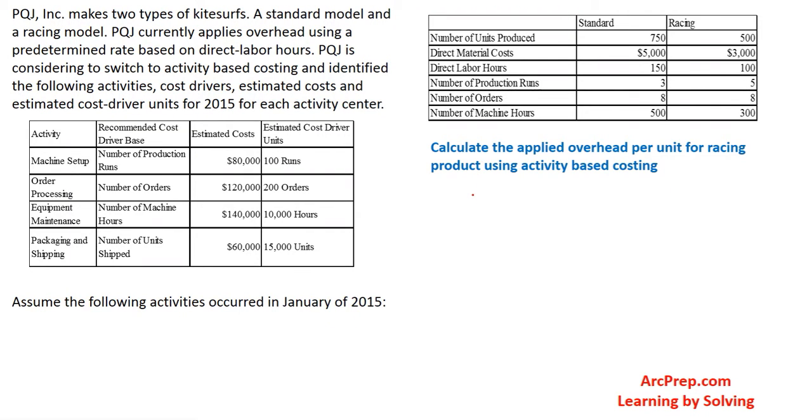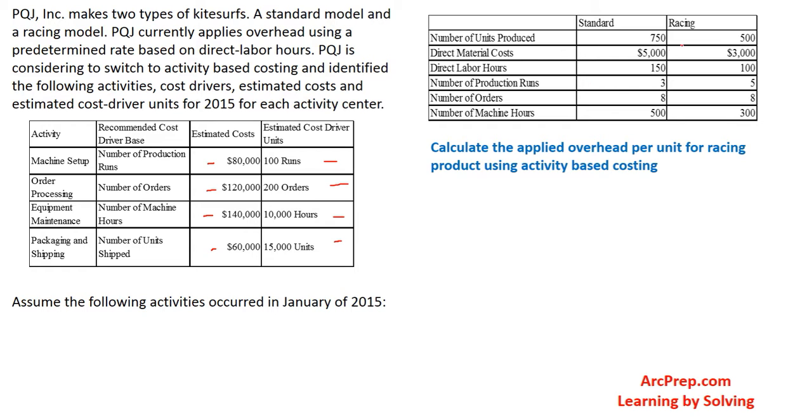Hi everybody, in this example we are going to calculate the applied overhead under activity-based costing. What we are given in the problem is all the activities that are driving the overhead, and we are also given the estimated costs as well as estimated cost driver units, so the level of activity that we are planning for the year.